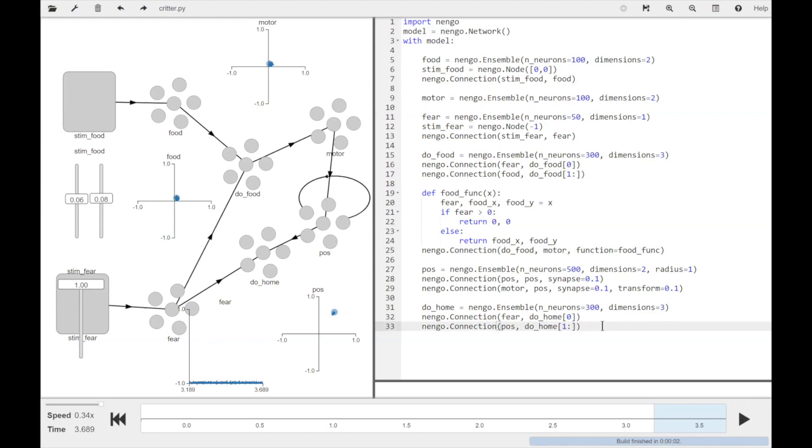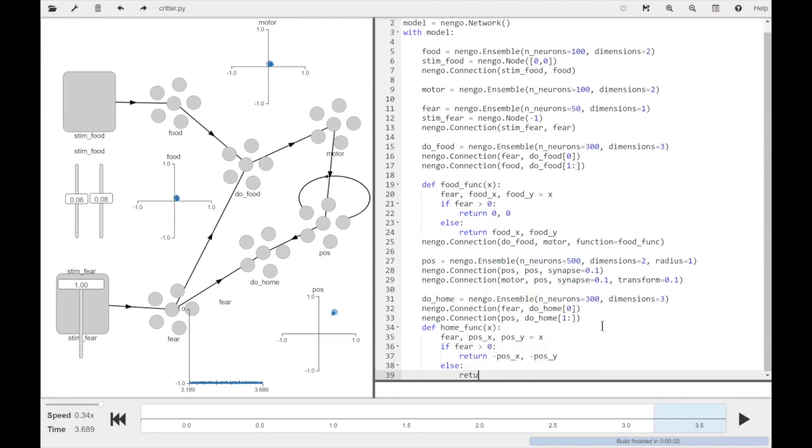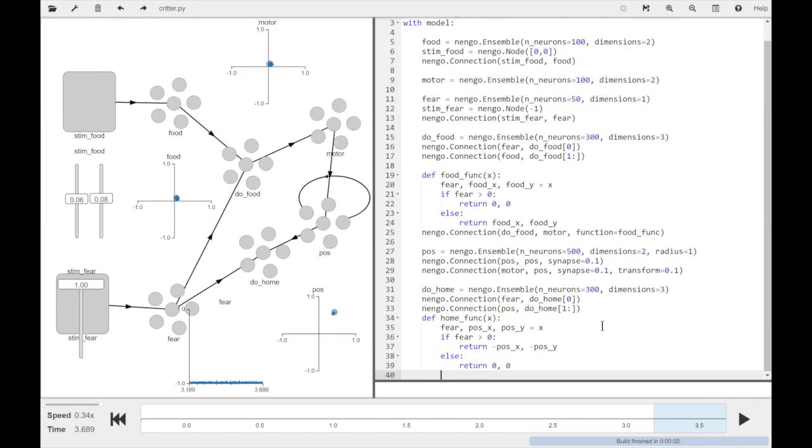Now we're going to need another function, this home function. Again, it's got 3 things in it. I'm going to give them more meaningful variable names. And now we have this: if fear is greater than 0, so if I am afraid, what direction should I go in? Well, I don't want to go in the position that I'm at. If I want to head back to where I'm starting from, that's the negative of the position that I'm in. And otherwise, return nothing. Right. Go connection from do home to motor, computing the function home function.